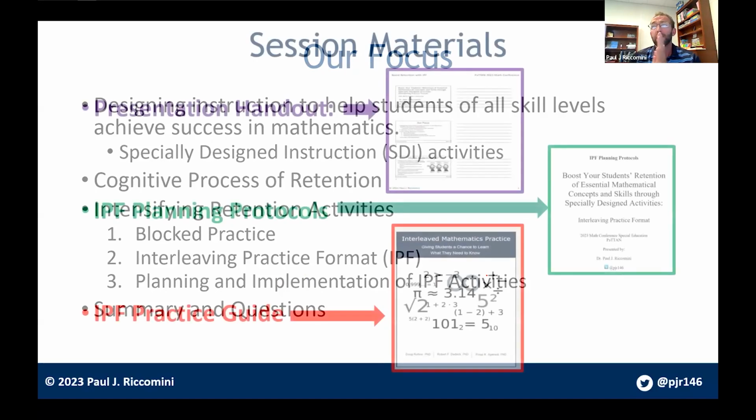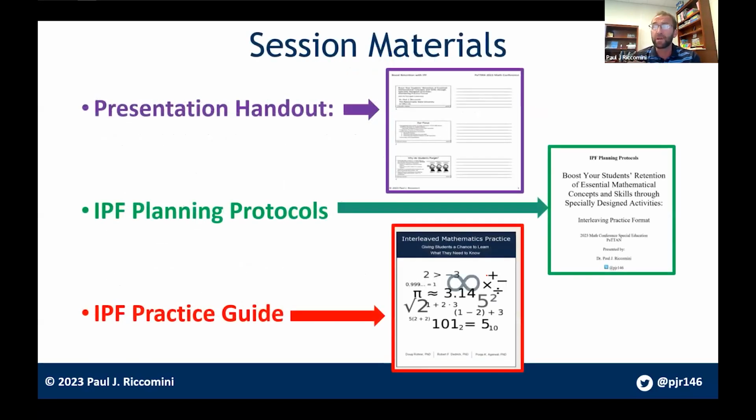So as we move into this, there are three sets of materials that you should have access to. One is the handout that has the PowerPoint slides in it. The other one is what I call the planning protocols. And then there's an extra IPG document. And if you don't have those, especially the IPG practice guide, I'll show you where to get it. It's free online.